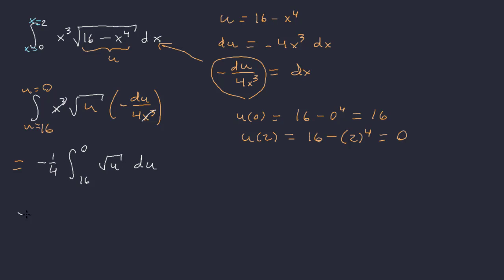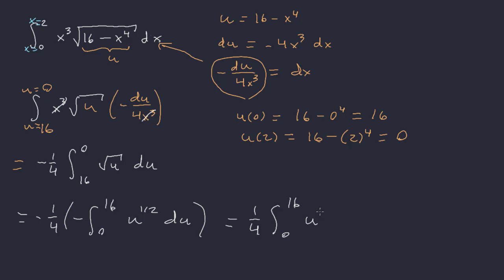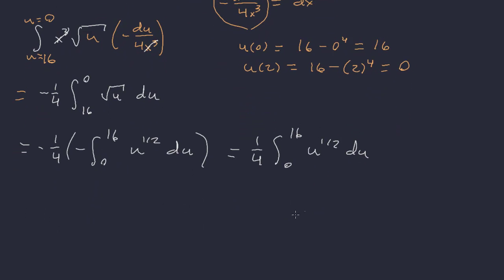And since it's already negative, we can just renegate it. So we could have negative times negative 0 to 16. I'm going to write this as u to the 1/2 du. Or 1/4 times the integral of 0 to 16 u to the 1/2 du. Okay? Now, I will tell you, you don't have to do this. If you just go ahead and do this like you normally would, plug in the 0, subtract by plugging in the 16, you will get the same answer. This just looks cleaner. Okay? So now, we integrate.